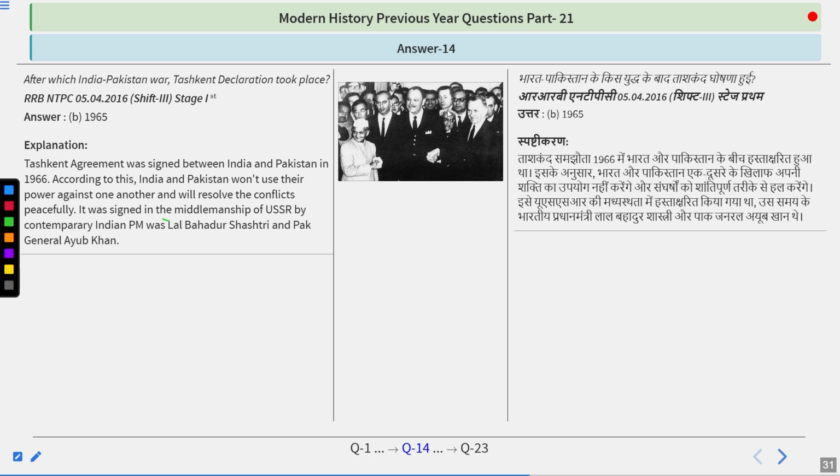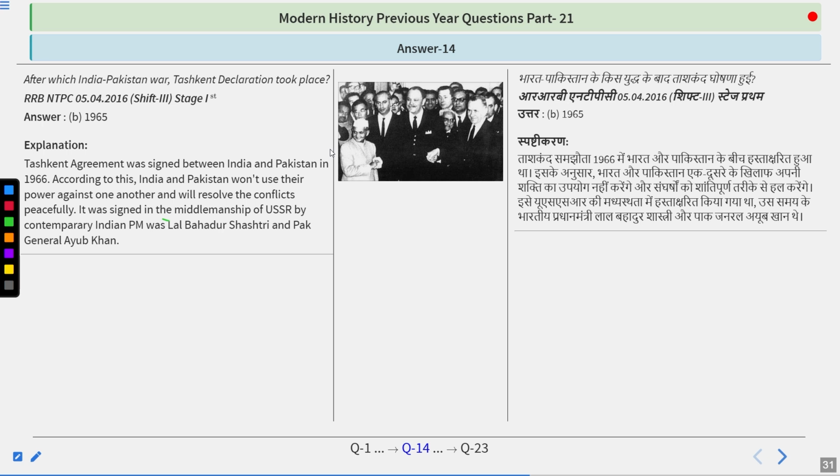So you can see in this photo, a lot of people are here. Like in the middle, this one is General Ayub Khan. This here is our beloved Prime Minister of that time, Mr. Lal Bahadur Shastri. And you can see this face also. This is Zulfikar Ali Bhutto, who later became the president of Pakistan and later became the Prime Minister of Pakistan. He was also the one Prime Minister of Pakistan who got the death penalty in Pakistan later on.